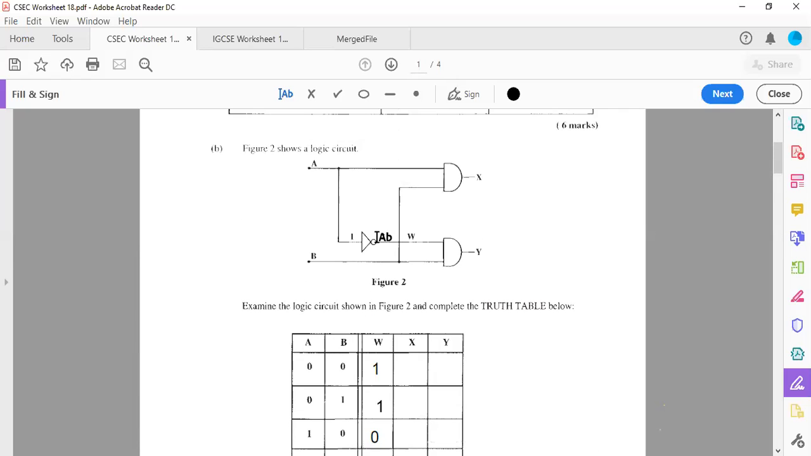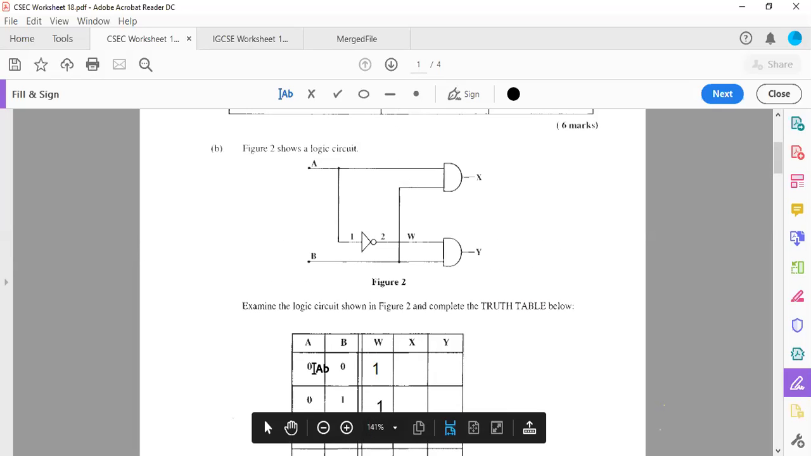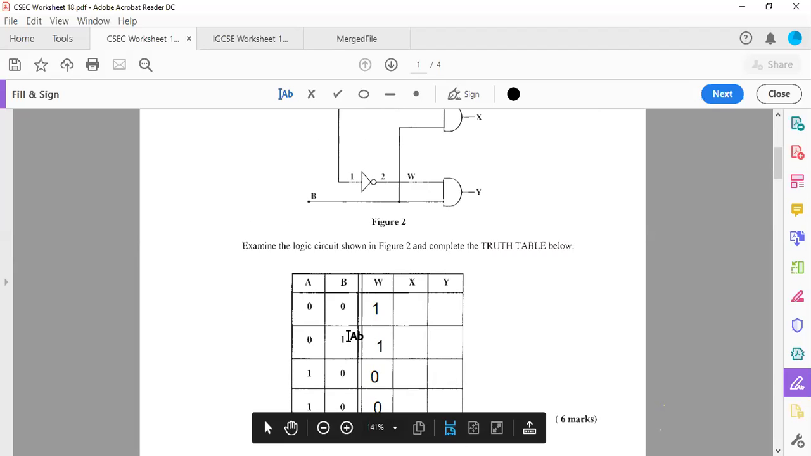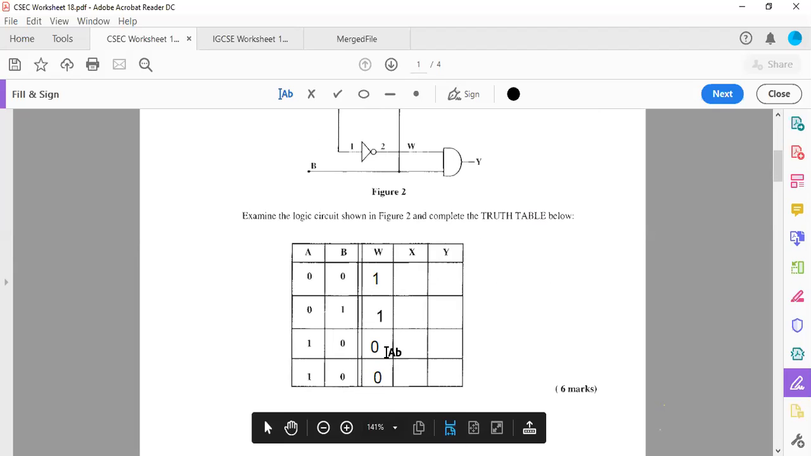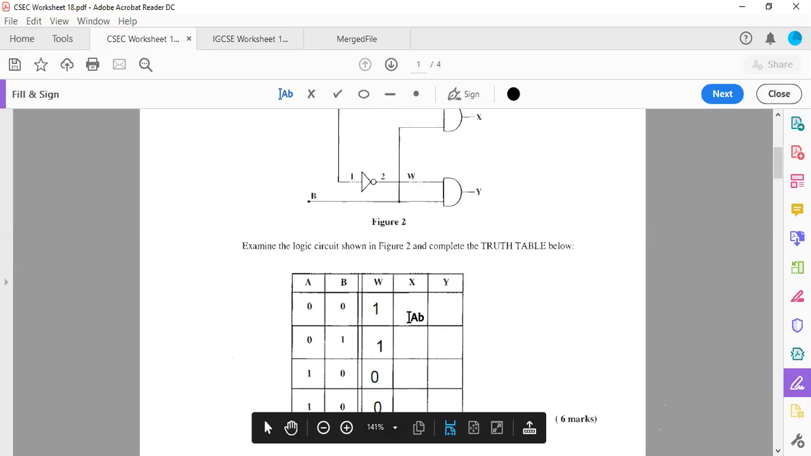So W comes from what? The opposite of A. Anything that goes into a NOT gate, the output is the opposite. So if A goes in with a 0, the output is going to be 1. Same thing here: if 1 goes in, your output is 0.